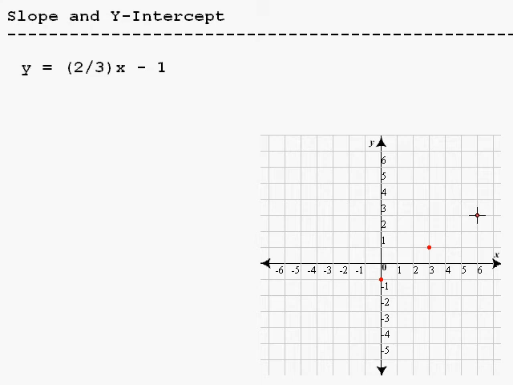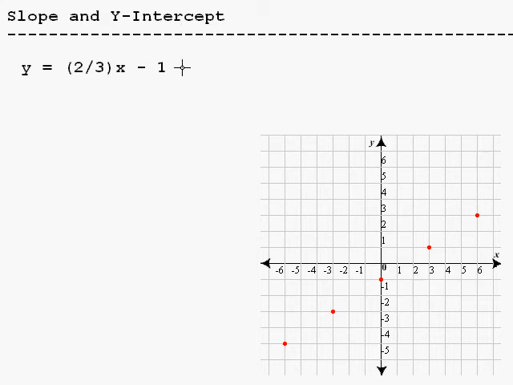And likewise, we can do the opposite. We can go down 3, down 2 and over 3, down 2, over 3. And you see that if we take a ruler or something and connect these 5 dots, we'll have the graph of this line. Let's say I did this one in red.